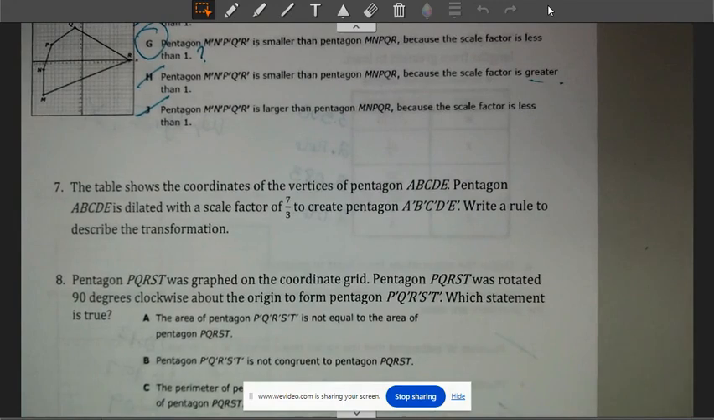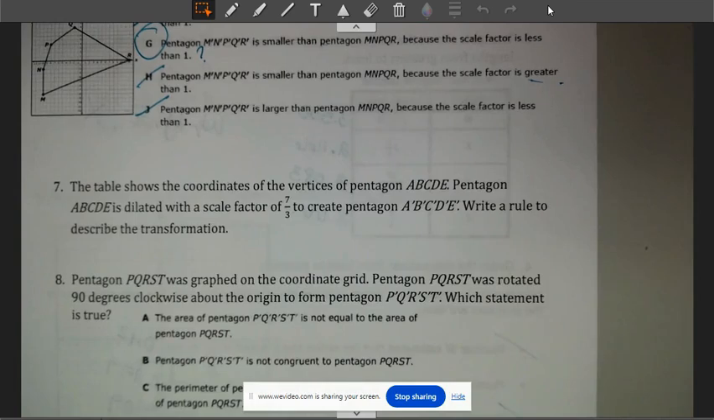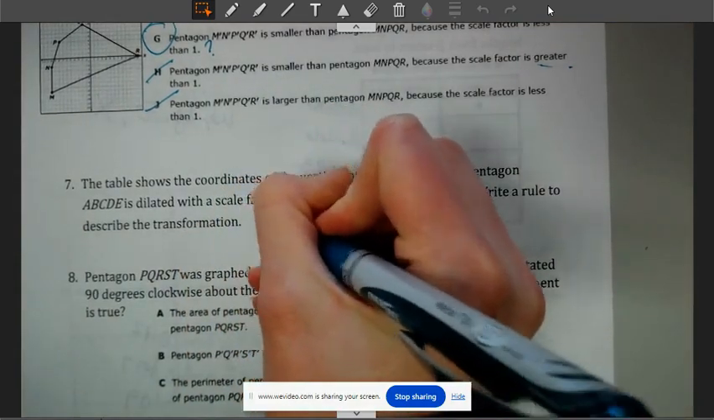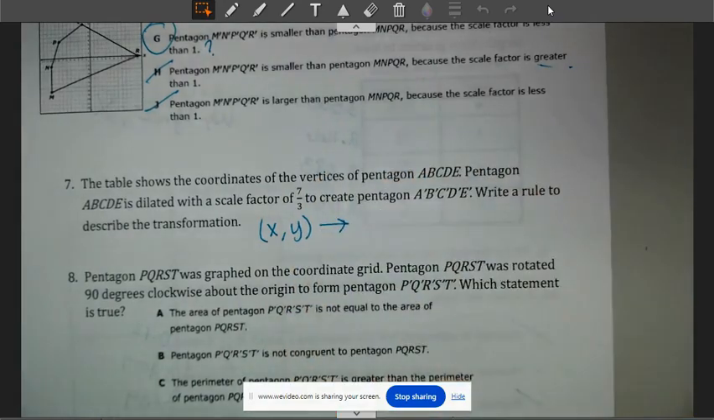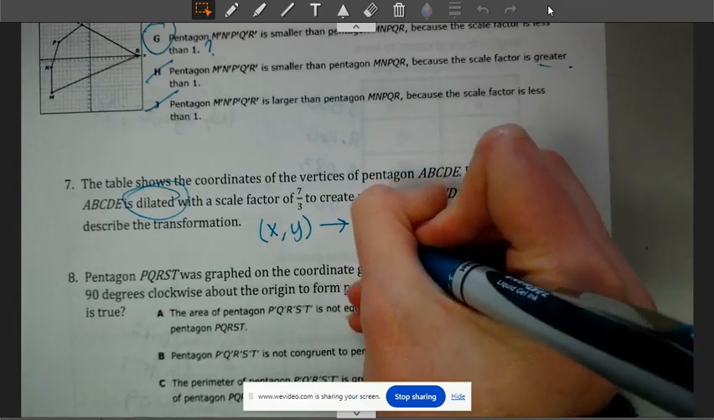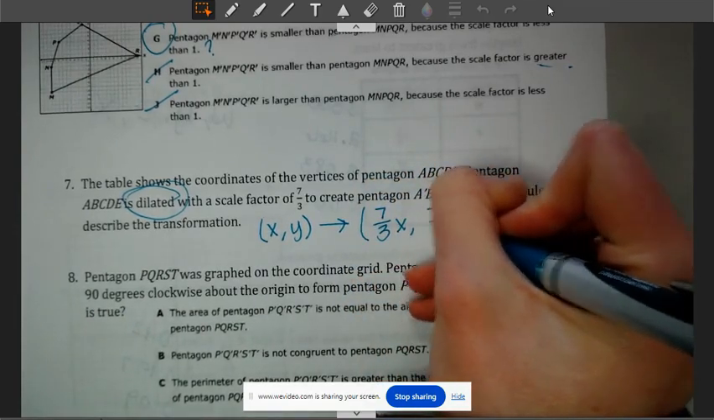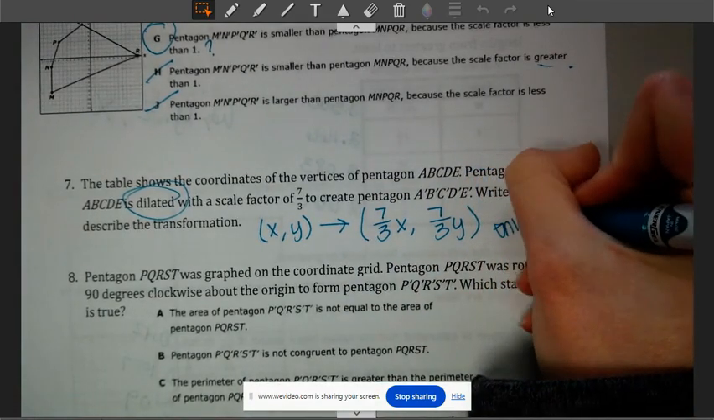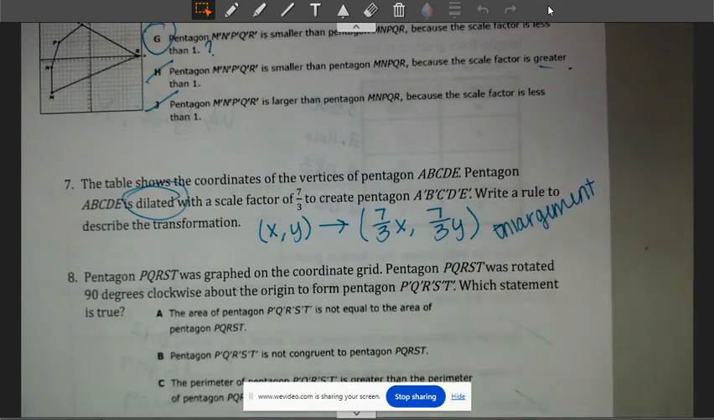Number 7 says the table shows coordinates of vertices of pentagon ABCD. Pentagon ABCD is dilated with a scale factor of 7/3 to create pentagon A prime, B prime, C prime, D prime. Write a rule. Okay, well, I don't have the vertices, but I have a scale factor. And when we write the rules for dilations, we always start out the same way. (x, y) becomes this. And dilate means to multiply. So I'm simply going to say (7/3 x, 7/3 y). We multiply by the same scale factor. This would be an enlargement because our scale factor is greater than 1.